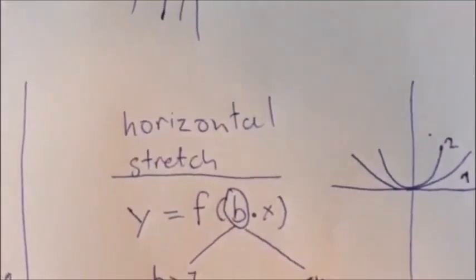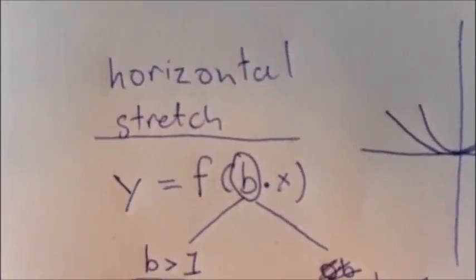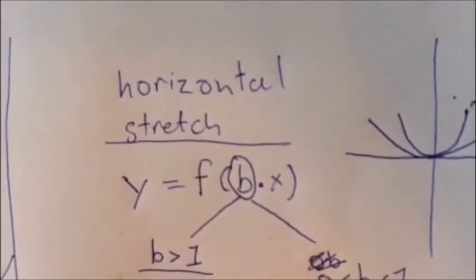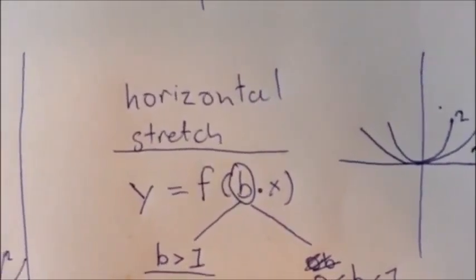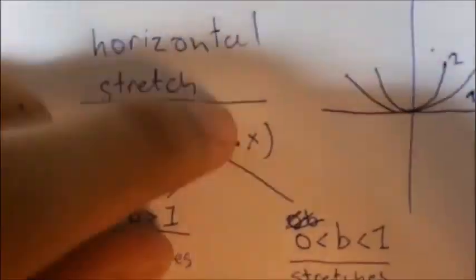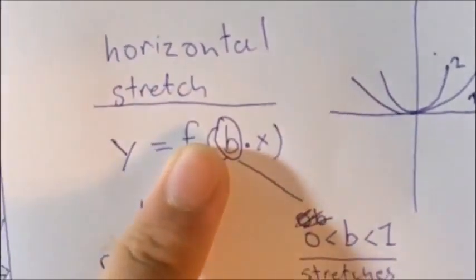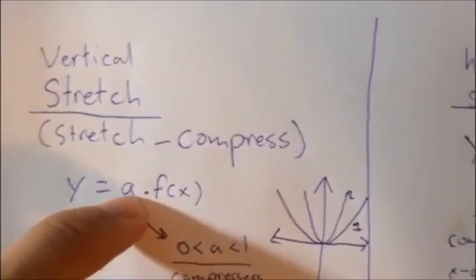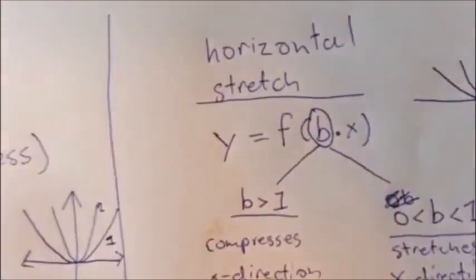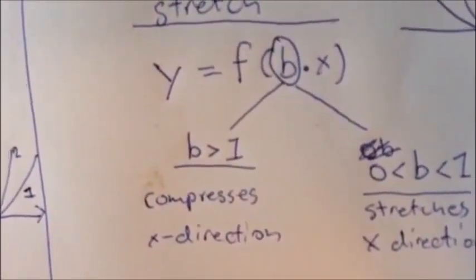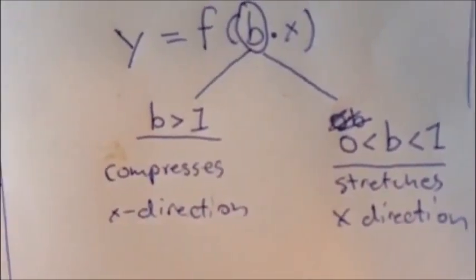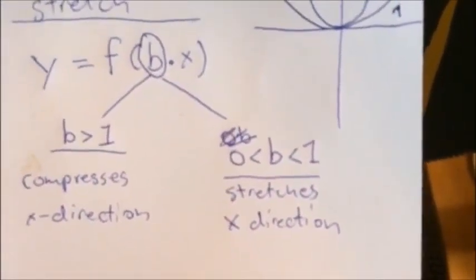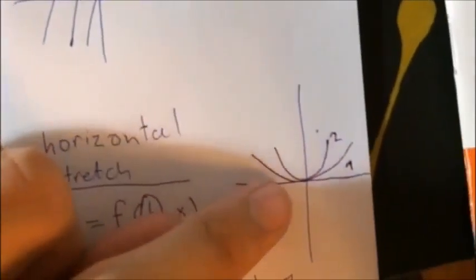Horizontal stretch. An example of horizontal stretch is y equals f of b times x. Note that b is inside, unlike vertical stretch where the a is multiplied outside. If b is greater than 1, it compresses in the x direction. If b is less than 1, it stretches in the x direction. This is an example.